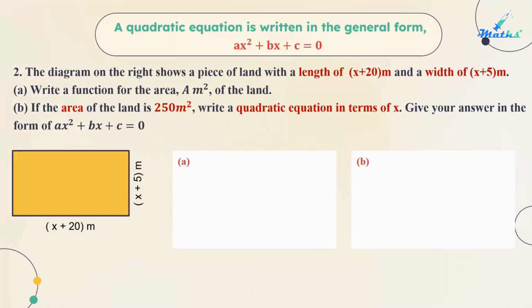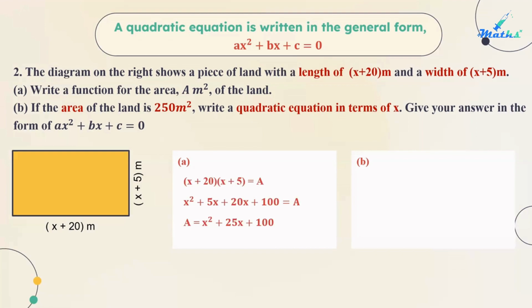The diagram on the right shows a piece of land with a length of x plus 20 m and a width of x plus 5 m. Question A, write a function for the area, A m squared, in terms of x. What is the formula of the area? Length times width. So it will be x squared plus 5x plus 20x plus 100 equal to A. So the final answer is A equal to x squared plus 25x plus 100.